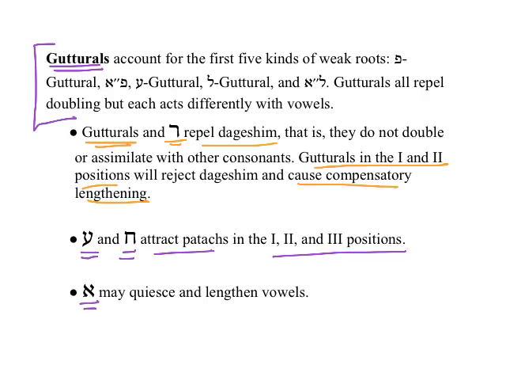Aleph also has a couple of distinctive characteristics. One is that it often prefers segol, but the other, one that causes a little bit more challenge, is that they can quiesce, that is, they lose their consonantal character, and thus this causes a compensatory lengthening of the vowel near them. All of these are normal things that we work on when we work on pronunciation of reading Hebrew out loud, but these things also take effect in much the same way when guttural letters appear in verbs.